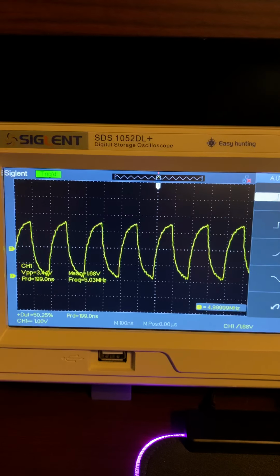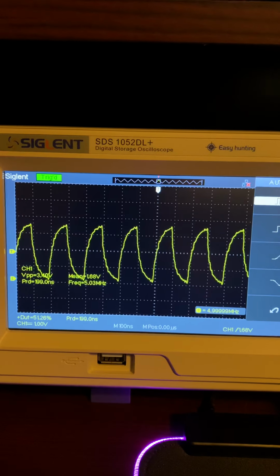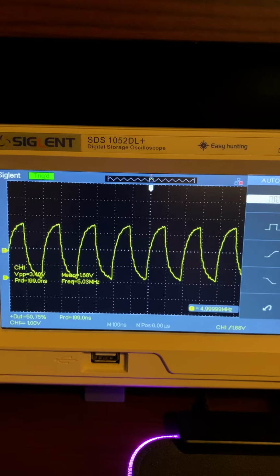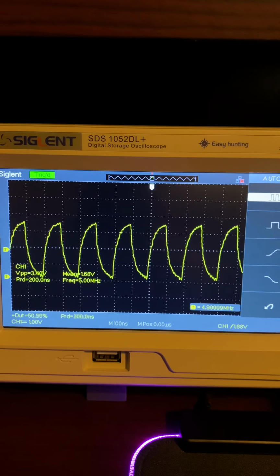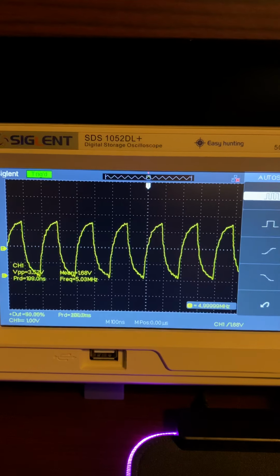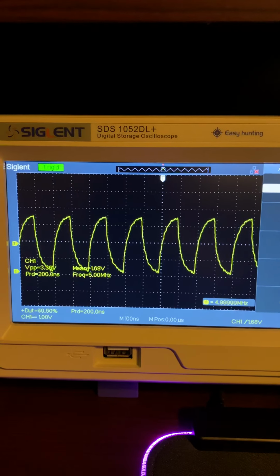So it still is reading a proper peak-to-peak value. It looks like about 3.45, somewhere around 3.5 volts. It's just that the output waveform is shifted down a bit for demonstration purposes. So it's still representing logic highs and logic lows. I just have it shifted to be a little bit more visible.